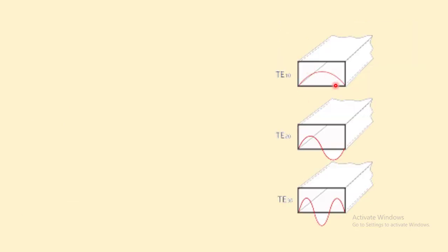The electric field for TE10 is as shown here, and for TE20 is as shown in this figure. Actually, at frequencies lower than the cutoff frequency, the cross-section of the waveguide is smaller than the wavelength, so the wave cannot be propagated.